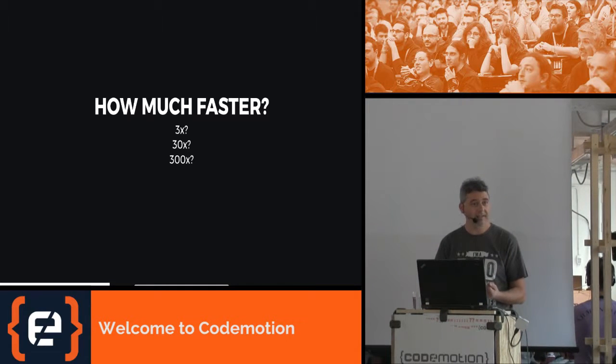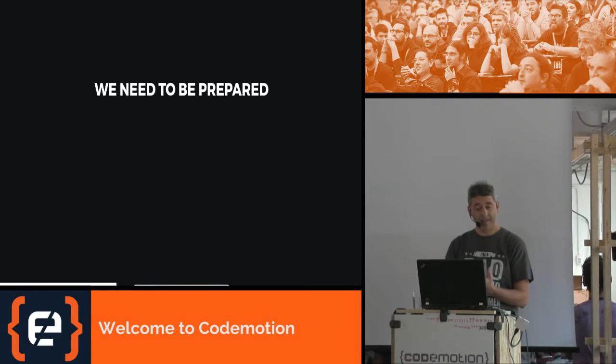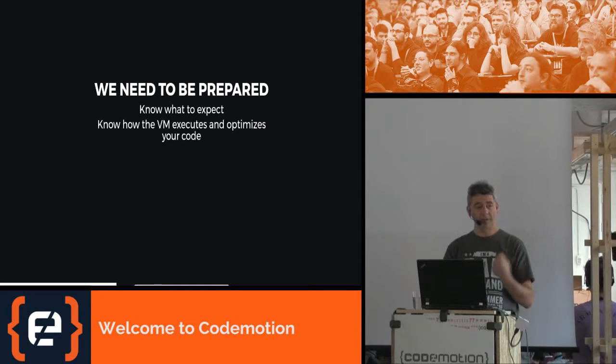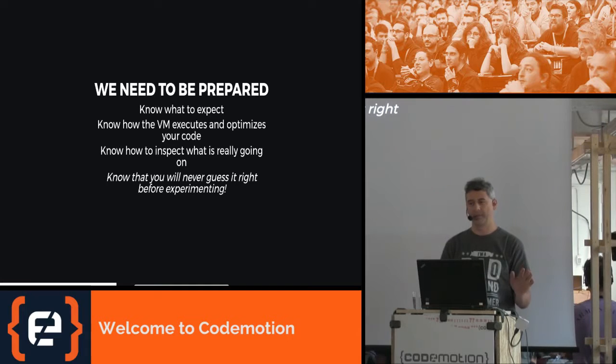300 times faster? And again, how do we know? So we experimented. We know how fast C++ is, how fast JavaScript is, and how can we make sense of this? And the problem is that we need to be prepared. We need to know what to expect. We need to know how the virtual machine executes and optimizes code, and know how to inspect what's really going on. And you also need to know that we'll always get this wrong.